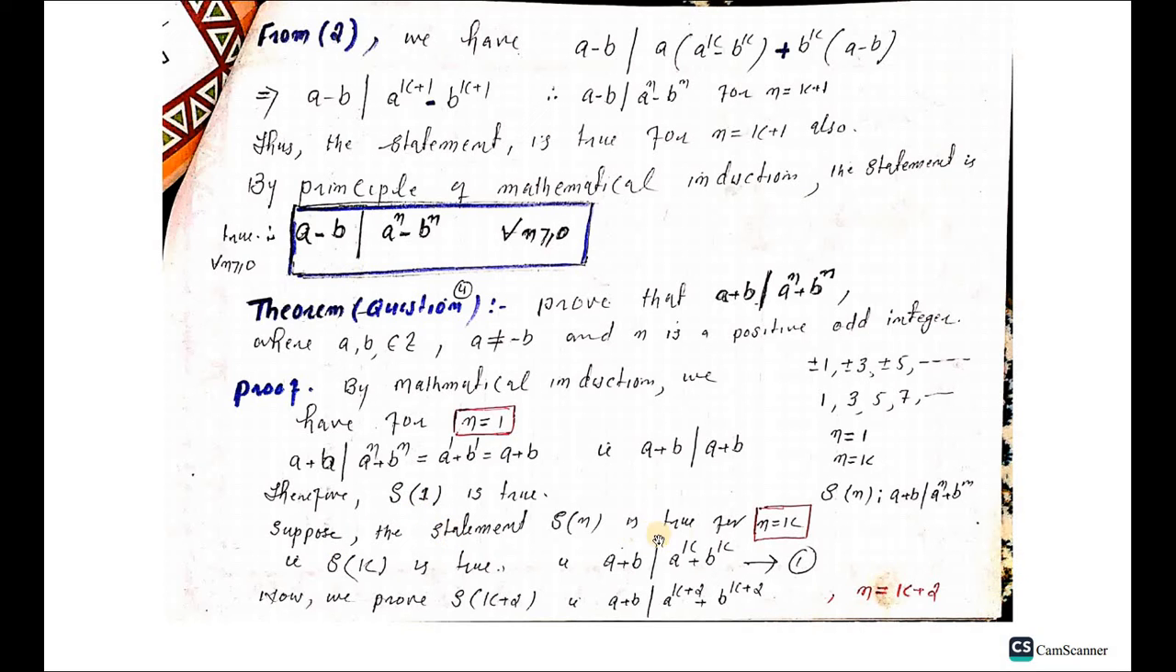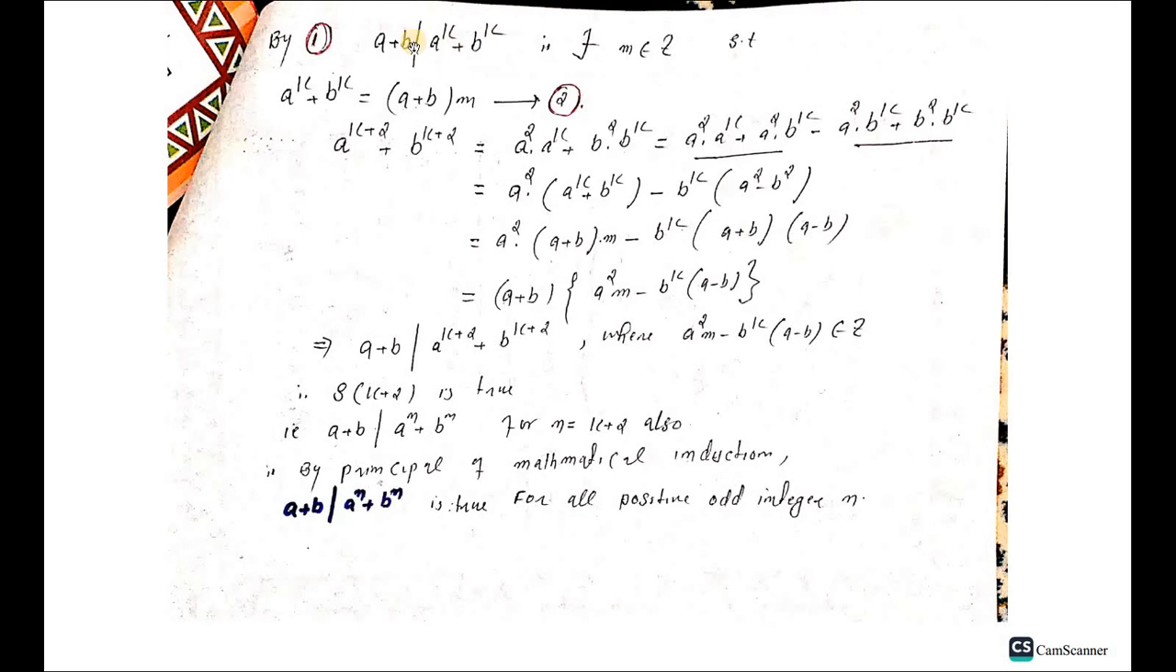Suppose the statement is true for n is equal to k. In this step we simply replace n by k, that is a plus b divides a power k plus b power k. Now we prove the statement for n is equal to k plus 2, that is, we have to prove a plus b divides a power k plus 2 plus b power k plus 2. This is the supposition, and if a plus b divides this one, then there will be some integer m such that this expression will be equal to a plus b times m. This is equation 2. Now this is the last step of the mathematical induction.